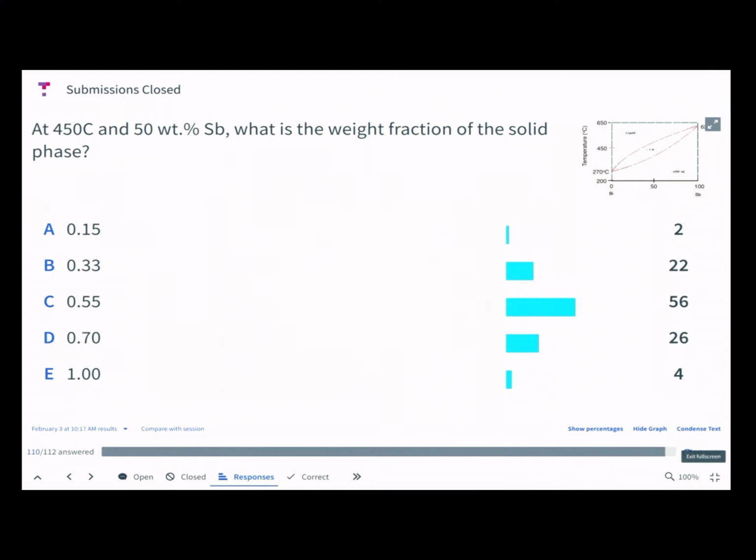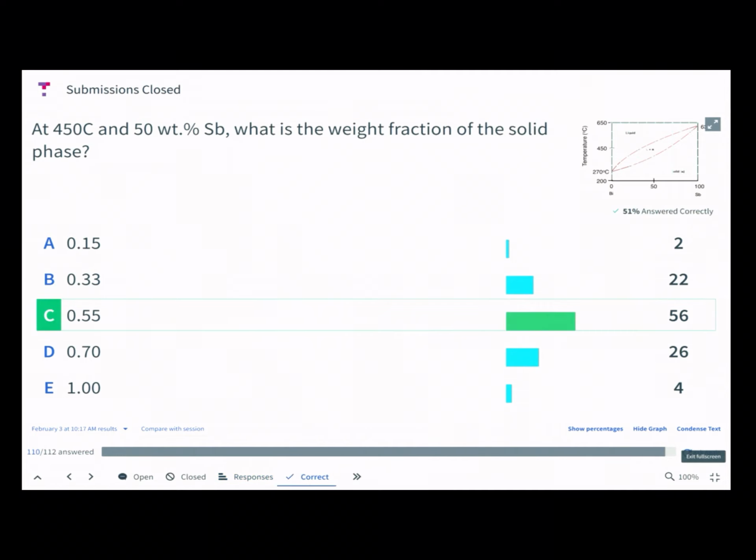Okay, so we have actually quite a bit of a distribution. So we should definitely go over this problem. Not that we wouldn't anyway, but let's talk about it. So clearly the answer is C. The phase weight fraction is 0.55. So let's go over that. How would one get to this answer?